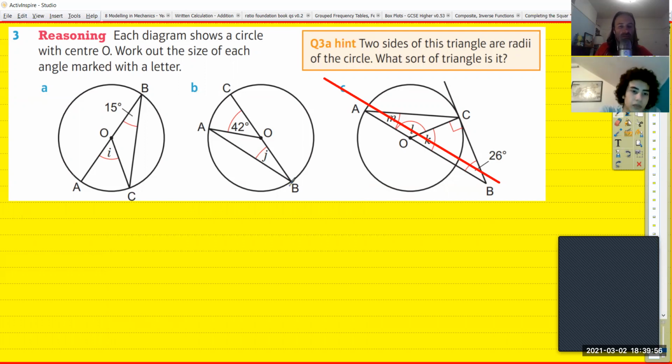Anything you know about OB and OC? They are equal. Yeah, both radiuses. How can you use that? So it will be the same. The angle would be 15. So that's 15. So O would be 150. Yeah.